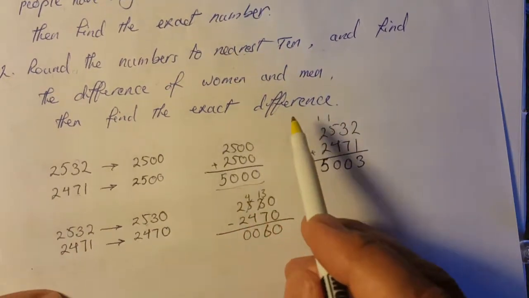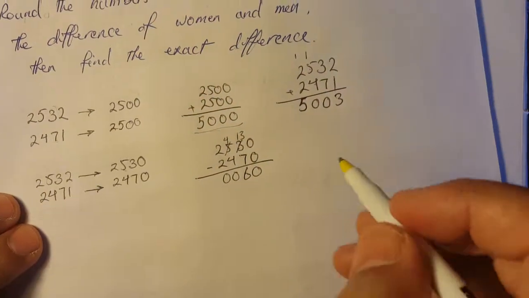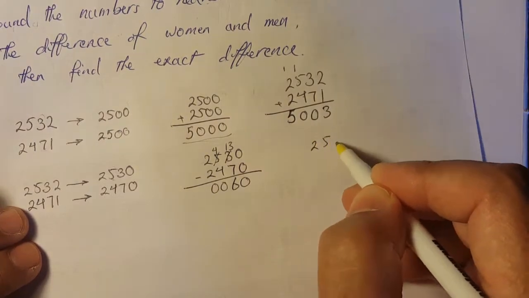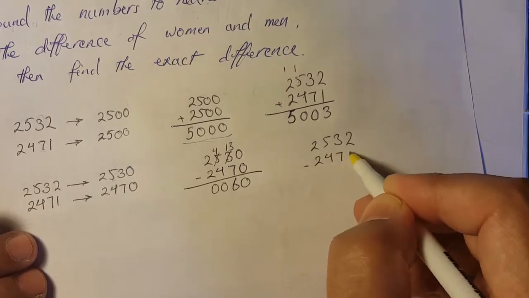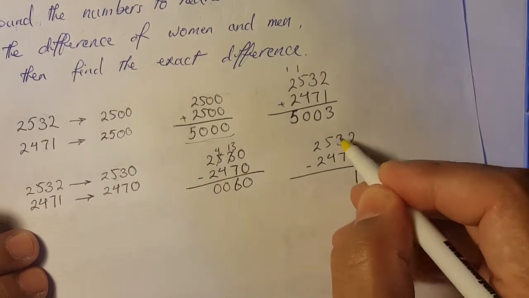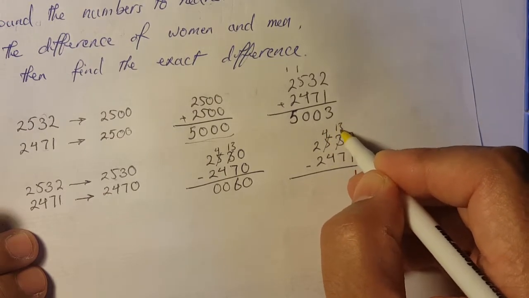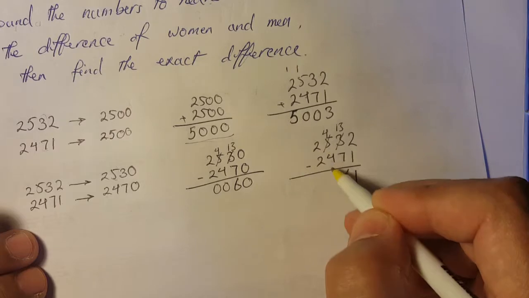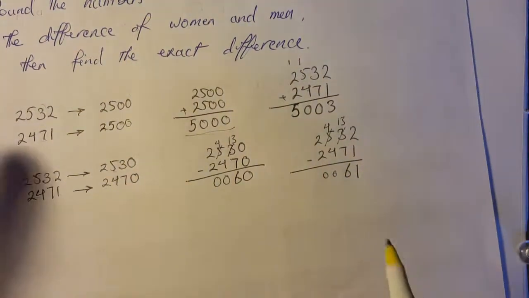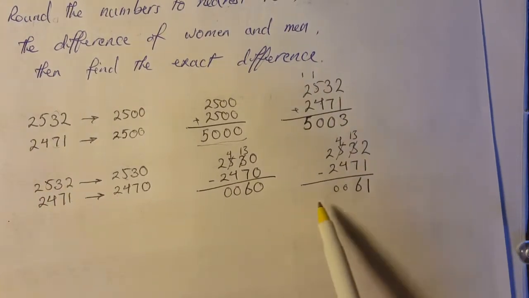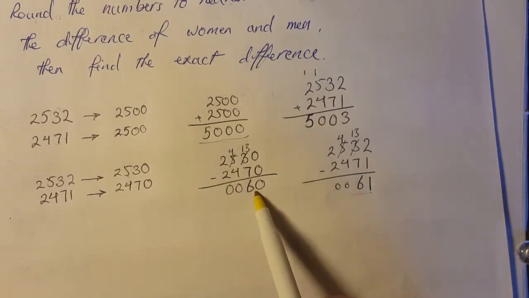Then find the exact difference. For the exact difference, we have to subtract the exact numbers. So 2,532 minus 2,471. 2 minus 1, 1. 3 minus 7, not possible. We have to borrow. It's 4. It's 13. 13 minus 7 is 6. 4 minus 4 is 0. Okay, so the numbers are pretty close. The exact number is 61, and the rounded one is 60.